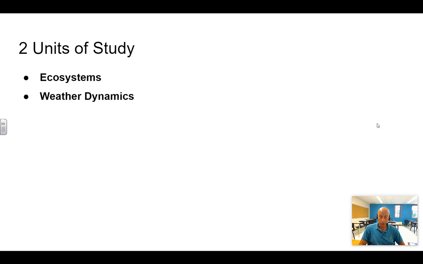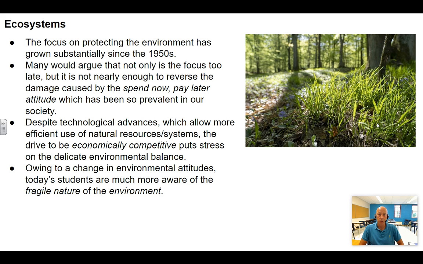There's just two units of study: ecosystems and weather dynamics. They're split equally through the school year. So let's just take a look at the first unit right now. The ecosystems unit is really a look at how complex ecosystems are and why we shouldn't be treating them the way we have been for quite a long time.